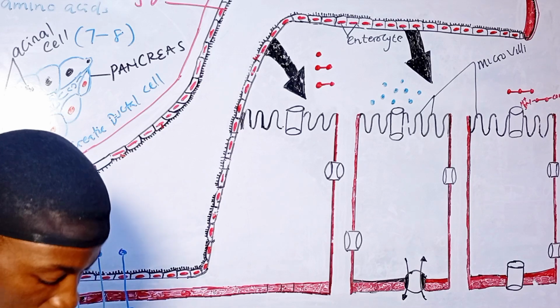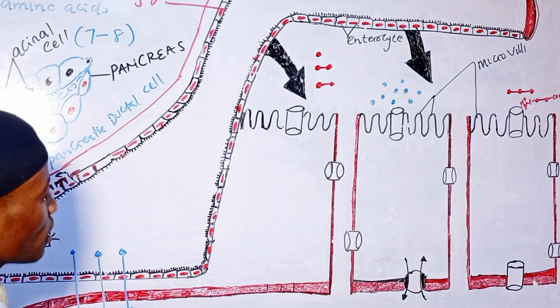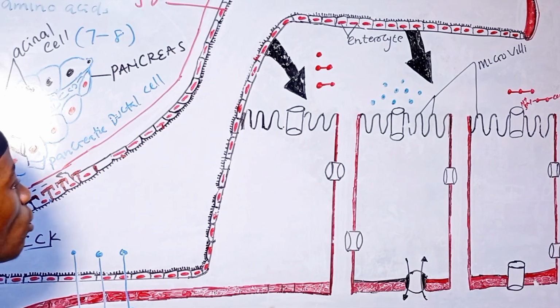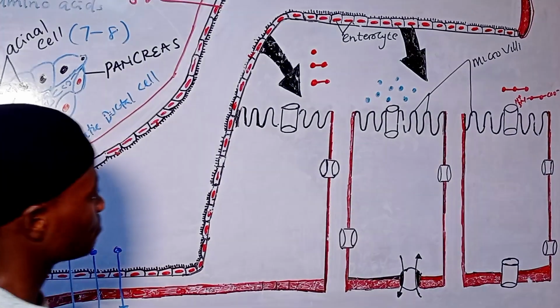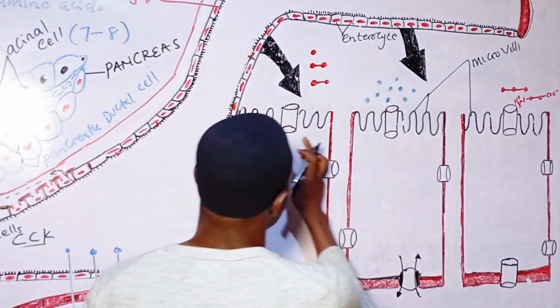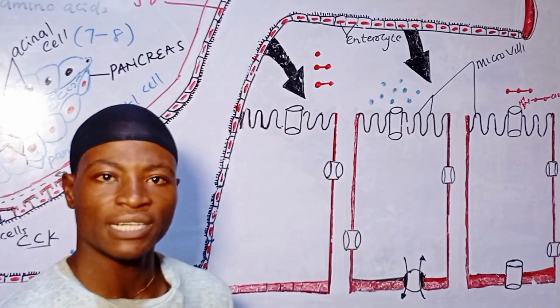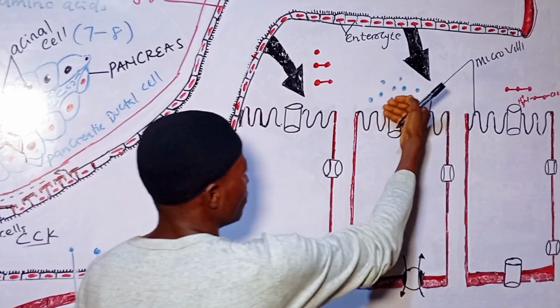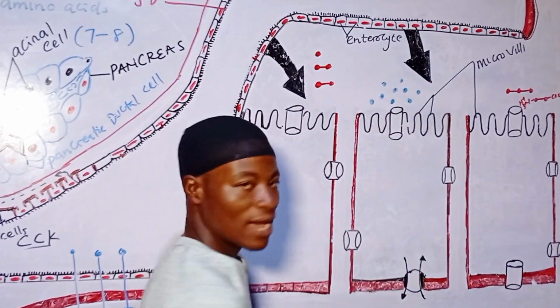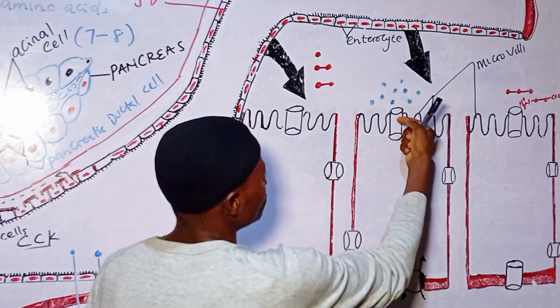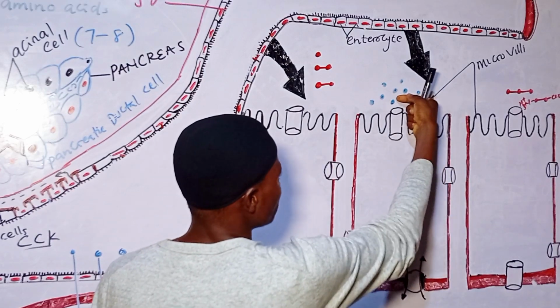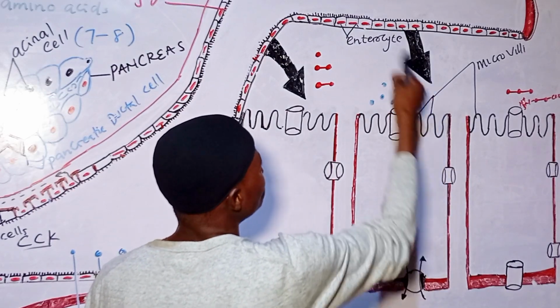Now I want you guys to understand something. The enterocytes of the intestine have some specialized transporters. These transporters are basically protein molecules that help to take up, or let me say internalize, our amino acids. You understand? They facilitate the transport of amino acids from the intestine.